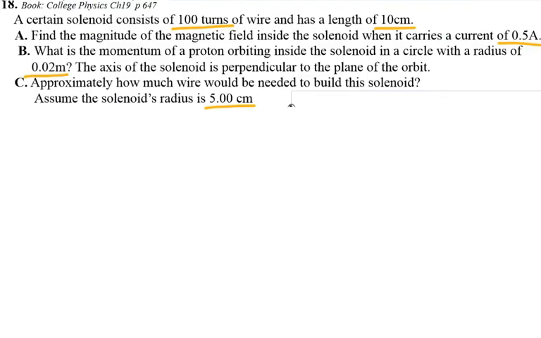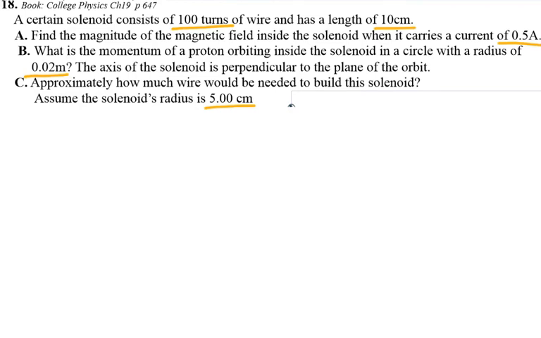Here's the first question related to the solenoid or the coil. A certain solenoid contains 100 turns of wire and has a length of 10 centimeters. Find the magnitude of the magnetic field inside of the solenoid when it carries a current of 0.5 amps. What is the momentum of a proton orbiting inside of the solenoid in a circle with a radius of 0.02 meters? The axis of the solenoid is perpendicular to the plane of the orbit. And approximately how much wire would be needed to build the solenoid? Assume that the solenoid has a radius of 5 centimeters.